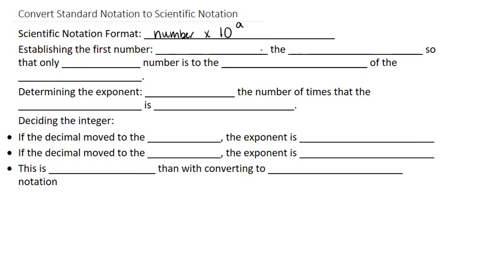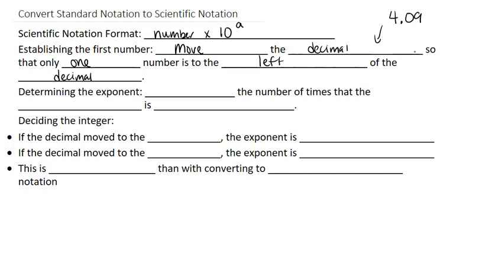Now, when establishing the first number, when we convert into scientific notation, we're going to move the decimal so that only one number is to the left of the decimal. An example of this would be like 4.09.